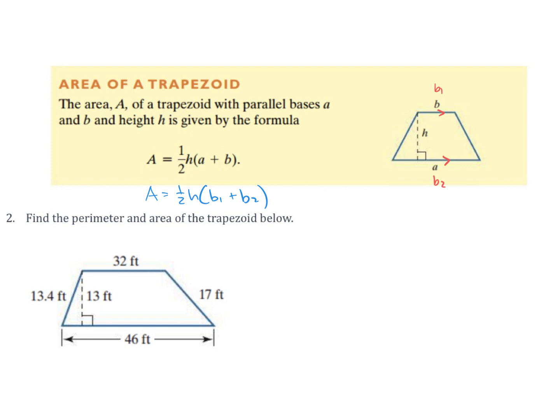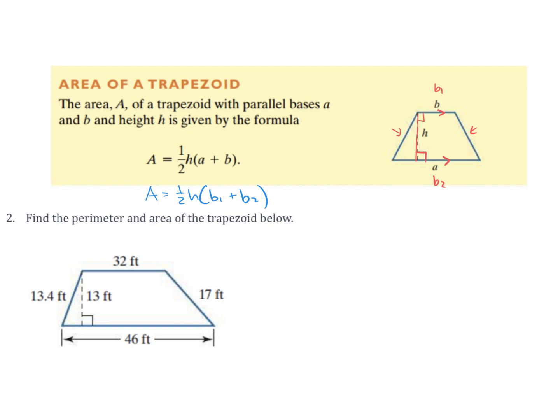And then the height is the distance between them, perpendicular actually to both of those bases. So when we find the area, we don't use the sides that are not parallel. We don't need those at all for the area. We would need them for perimeter.